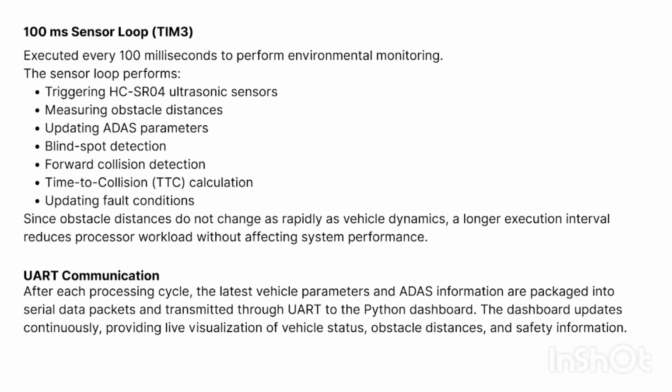The 100 millisecond low priority sensor loop. Environment calculations do not require a 10 millisecond refresh rate. The 100 millisecond loop, driven by Timer 3, handles low priority scanning tasks. Every 100 milliseconds, it triggers the 3 ultrasonic sensors. The processor builds the spatial grid paths and evaluates predictive safety alarms, reducing overall safety loop load.